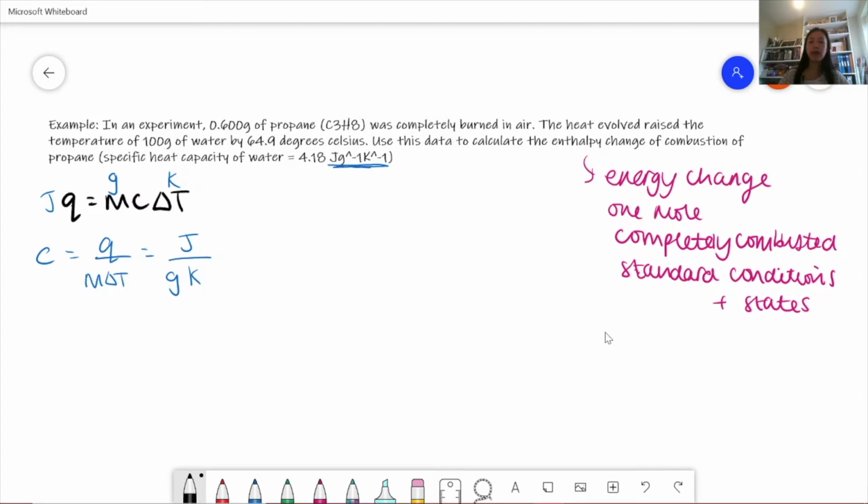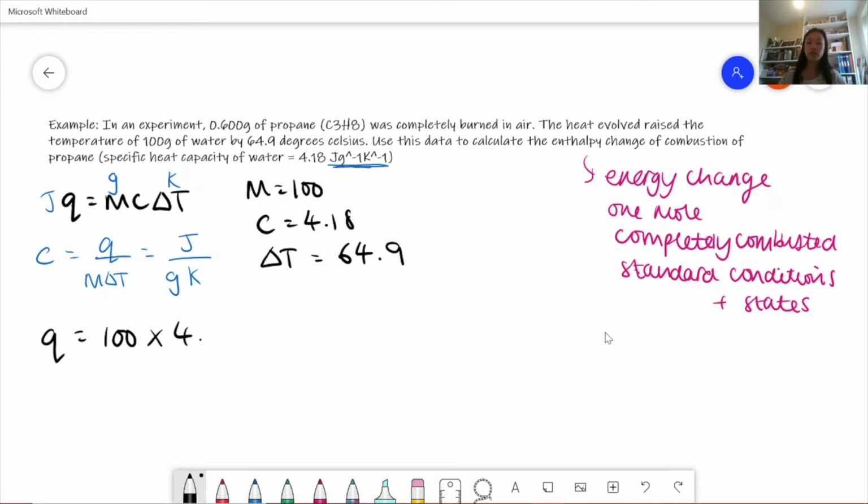And we need to remember that M is 100. So M equals 100. And then C we know is 4.18. And then delta T is 64.9 degrees because the heat involved raised the temperature. So that's the difference, 64.9. It doesn't matter if it's in degrees Celsius, because a 64.9 degrees Celsius rise is the same as a 64.9 Kelvin rise. So we get Q equals 100 times 4.18 times 64.9.